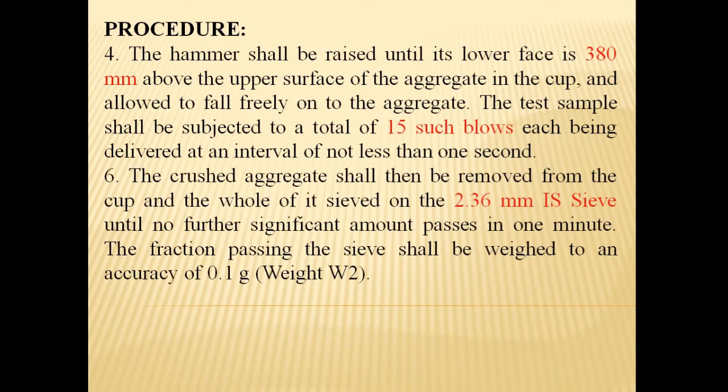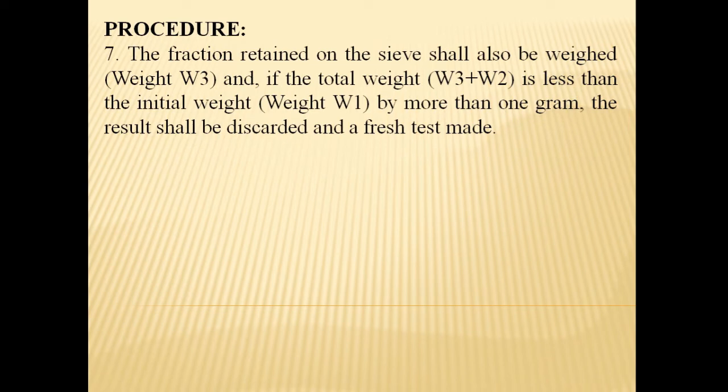The crushed aggregate shall then be removed from the cup and the whole of it sieved on the 2.36 mm IS sieve until no further significant amount passes in 1 minute. The fraction passing the sieve shall be weighed to an accuracy of 0.1 gram and considered as weight W2. The fraction retained on the sieve shall also be weighed as W3, and if the total weight, that is W3 plus W2, is less than the initial weight W1 by more than 1 gram, the result shall be discarded and a fresh test made.